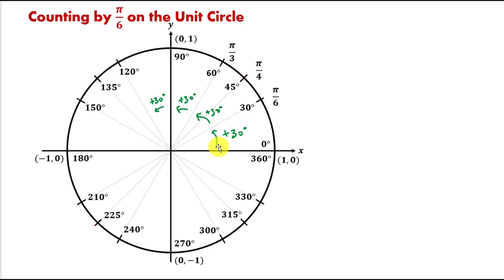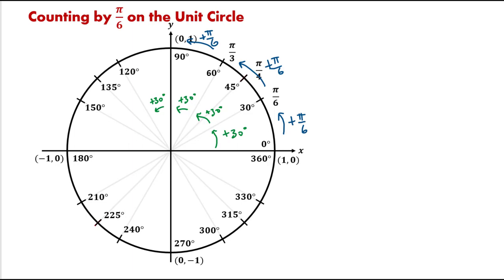Well, if that happens when we count by 30 degrees, same thing should happen when we count by its equivalent in radians. And what is the equivalent of 30 degrees in radians? Well, we know it's same as pi over 6. So what we're going to do, we're going to count by pi over 6 around the unit circle. So plus pi over 6, then I'm going to add another pi over 6 and another pi over 6 and so on and so forth.